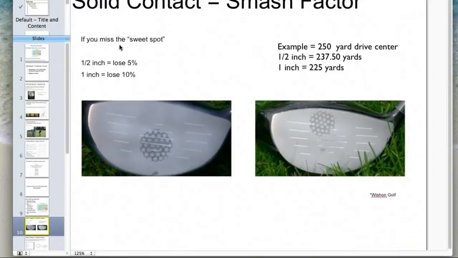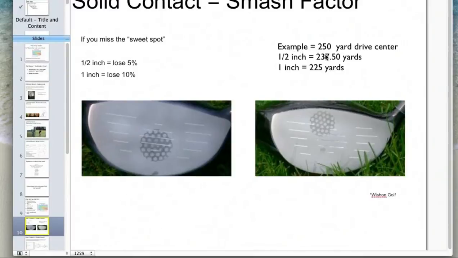So solid contact or smash factor can have a huge impact on distance. This is from Wishon Golf, who's pretty good with sharing lots of information. So if you miss the sweet spot, the numbers that he promotes are essentially a half inch from the sweet spot, you're going to lose 5% of total distance, or 1 inch from the sweet spot, you're going to lose 10% of total distance. So you can see these two face examples. The one on the left is probably a quarter inch. The one on the right is probably pretty close to that, three quarters, maybe even an inch.